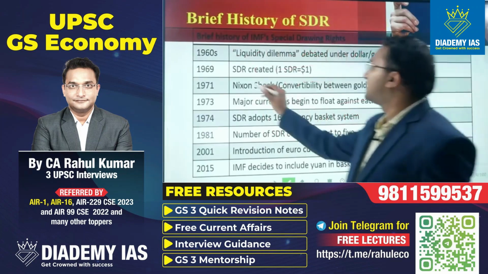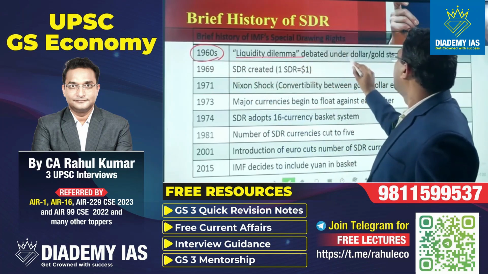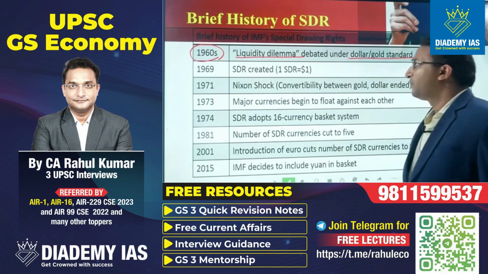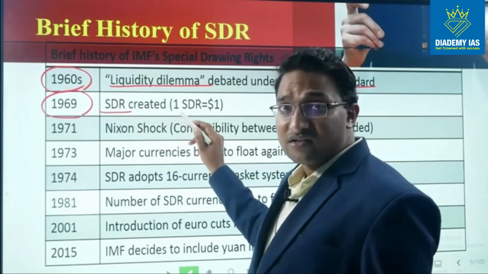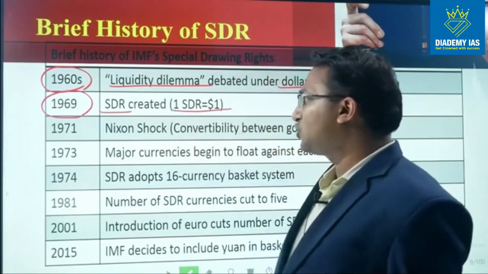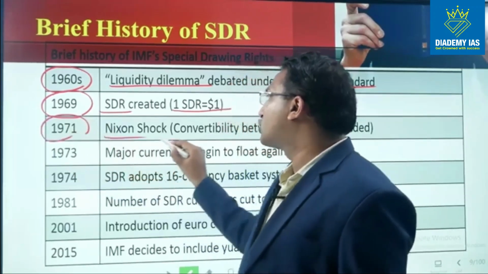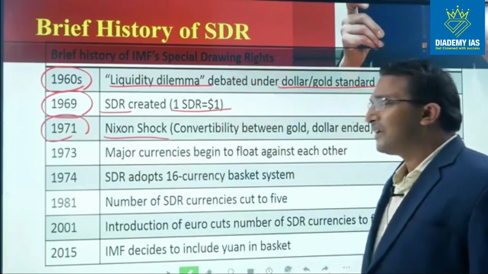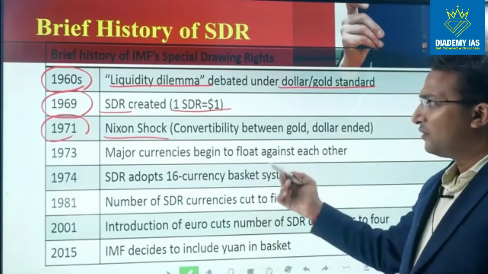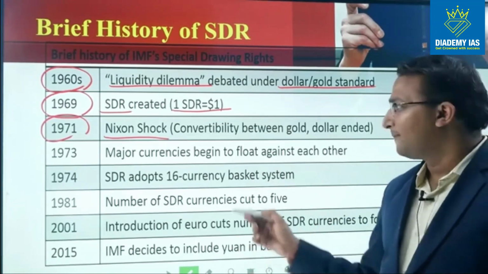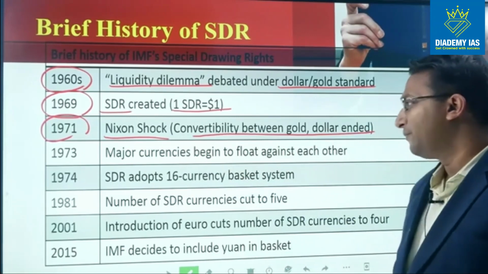So in the 1960s, we faced the liquidity dilemma under the dollar and gold standard. In 1969, the SDR was created and the value of one SDR was equal to $1. In 1971, in the Nixon shock, there was an incident. This incident is not important for us, that is why I'm just going through fast. In the Nixon shock, convertibility between gold and dollar was ended.